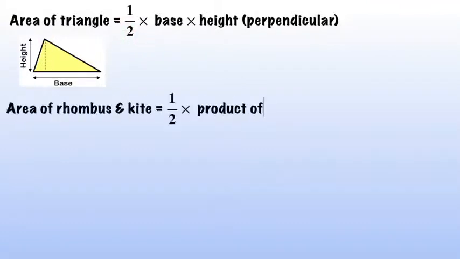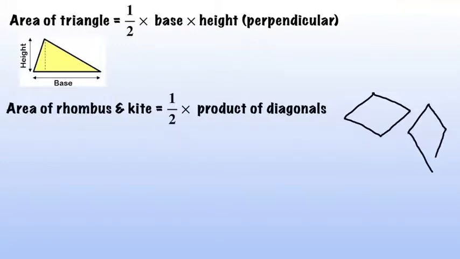Next, we are going to look at the area of a rhombus and a kite. For the rhombus and the kite, the formula for calculating the area is the same: 1/2 times the product of diagonals. Let's say a rhombus or a kite. Their diagonals will be this line and this line, right? This line and this line. The product of diagonals means that the length of this diagonal is going to be multiplied by the length of this diagonal.